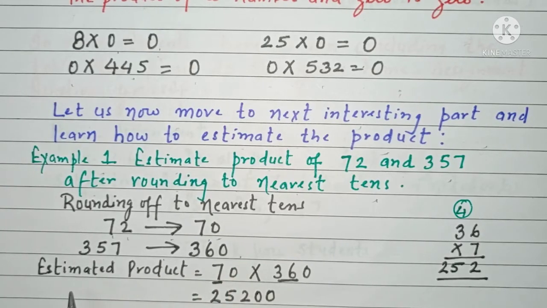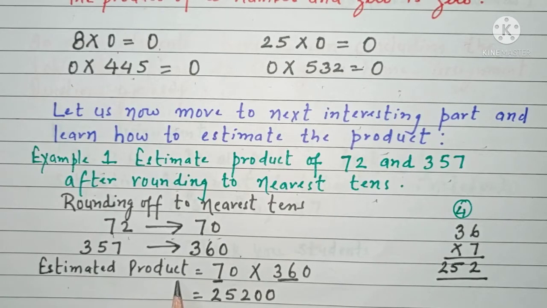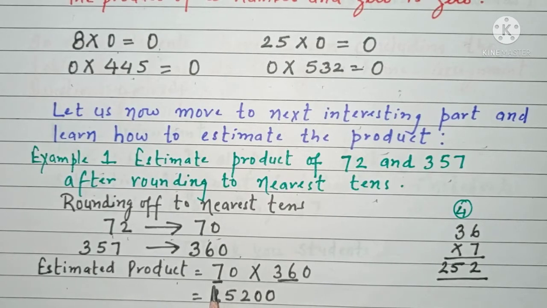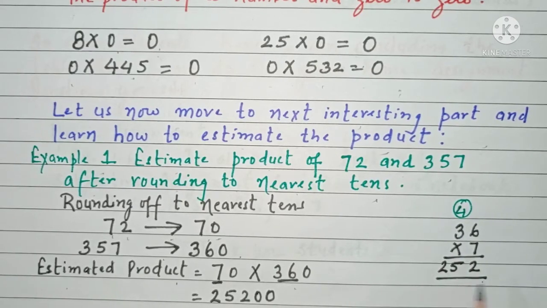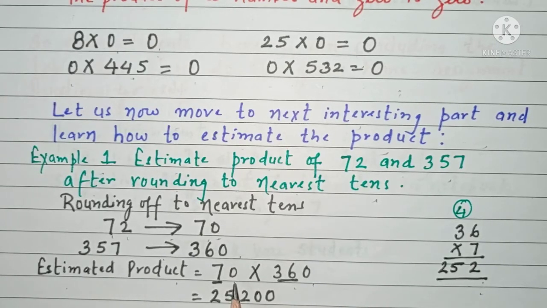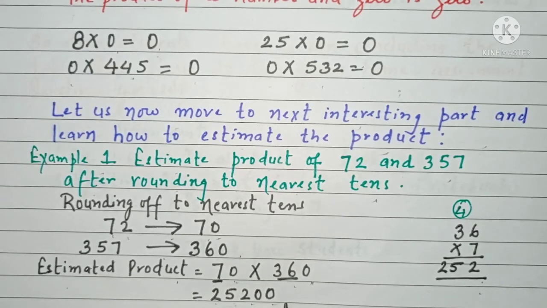So, when we need to find the estimated product, simply multiply the non-zero numbers as I have done here. 36 multiplied by 7 is 252 and then see how many zeros are there in the numbers. So, 1 zero is of 70 and 1 zero is of 360. So, multiplying the non-zero numbers, 252 along with 2 zeros is the estimated product.